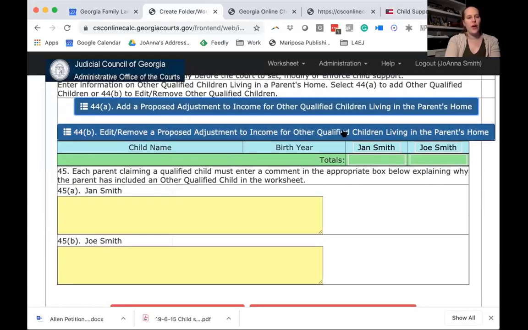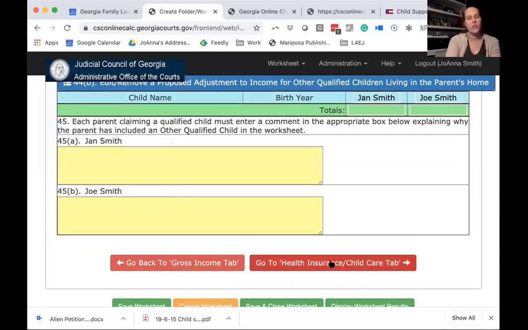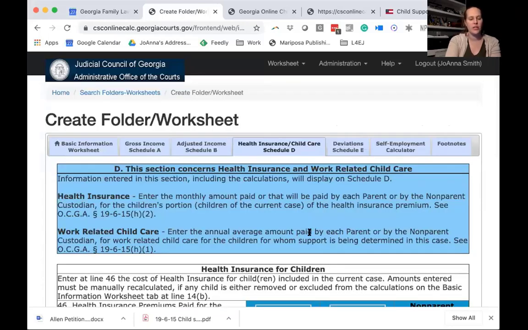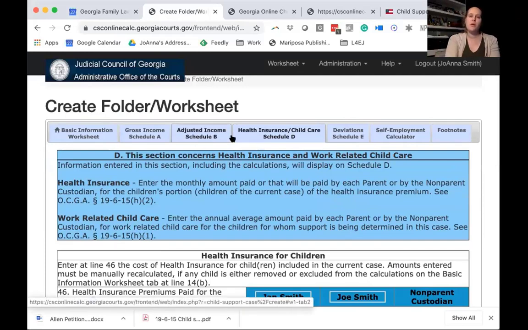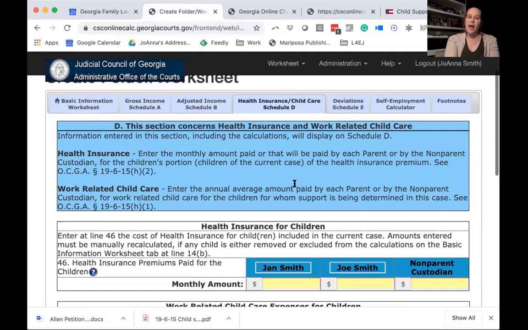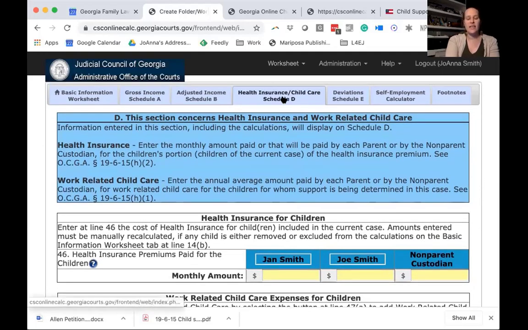And then if you do have another qualifying child, you have to explain why here. The court doesn't look at the explanations, but it does force you to have those explanations in there. So after you do adjusted income, and remember, adjusted income is a dollar for dollar reduction in income, health insurance and childcare under Schedule D is an adjustment to the amount of child support paid. So it's not a reduction of income, it's an increase or decrease in the amount of child support.